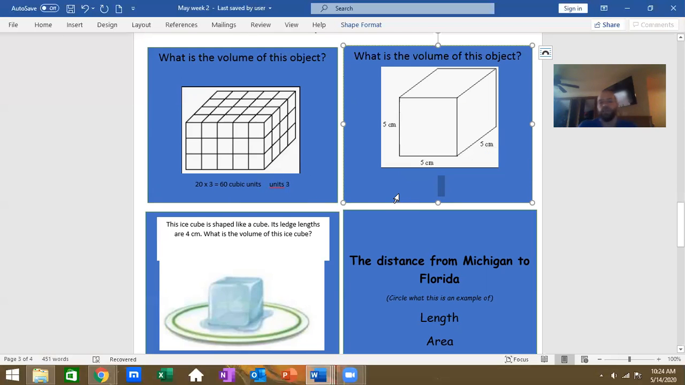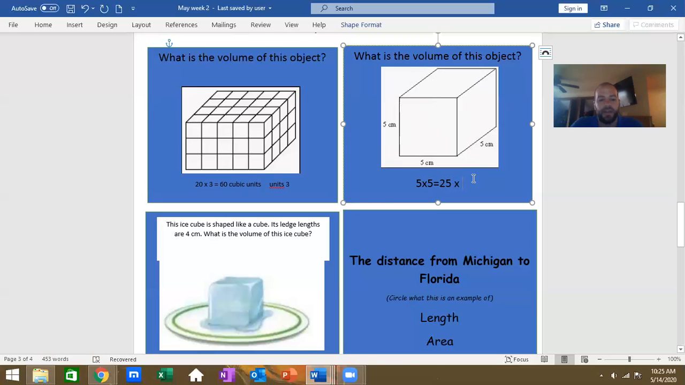Let's come over here to this one. What is the volume of this object? Well, even though it doesn't look like it, this object is a perfect cube because it's the same measurement on the length, width, and the height. So finding one of the faces, or the base specifically, it's 5 by 5. And 5 times 5 is 25. Then you're going to take 25, because that's what the base is, and multiply it by how high up and down, or how many layers there are of 25, which is 5.